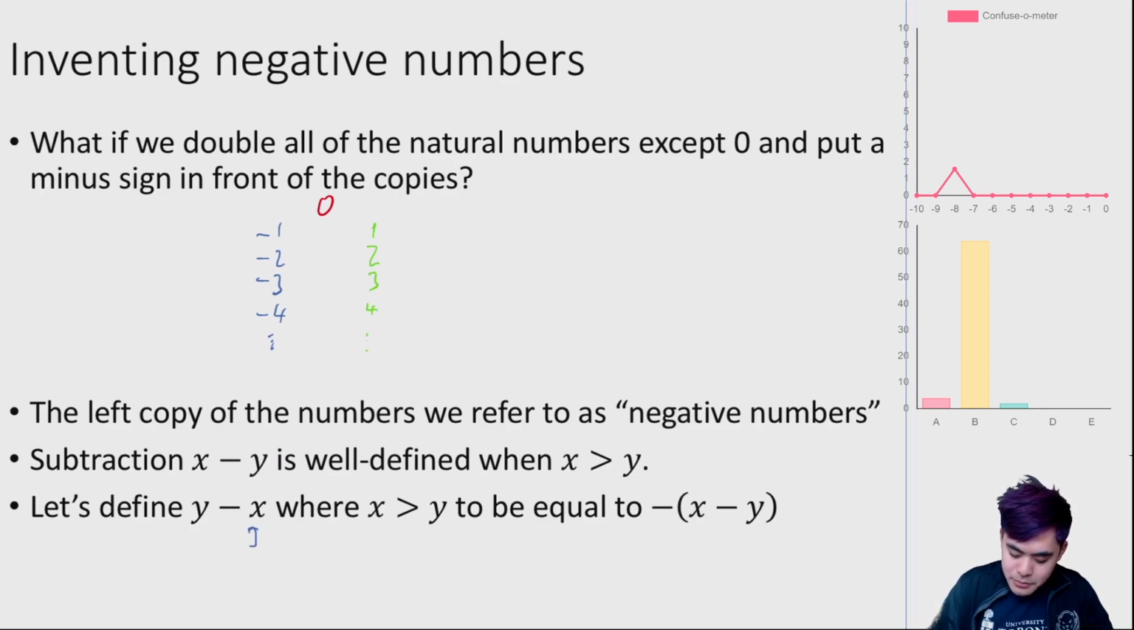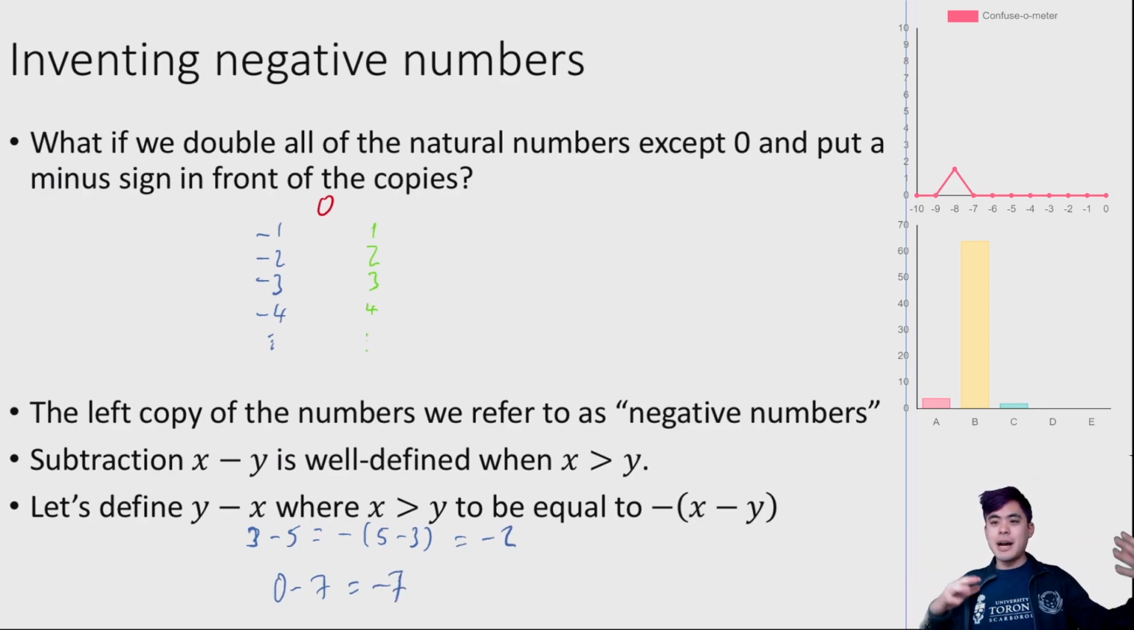So then 3 minus 5 is equal to minus (5 minus 3), which is equal to minus 2. Or 0 minus 7 is just equal to minus 7. And this is one of the reasons why we use the same symbol for minus and negative, because you can just sort of drop the 0 in front of it, and it means the same thing.